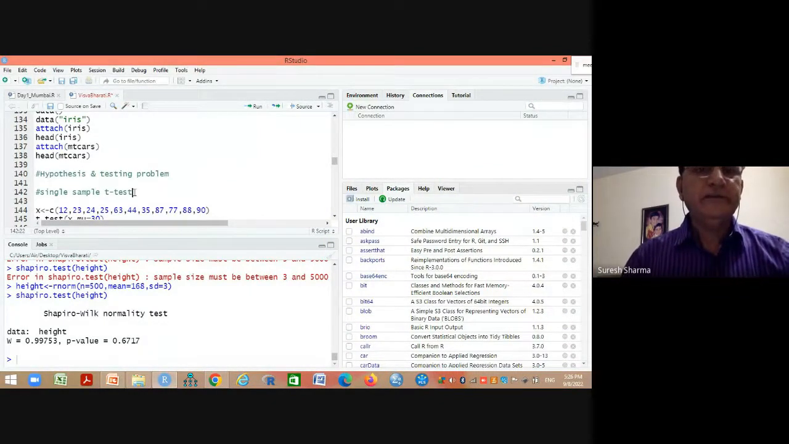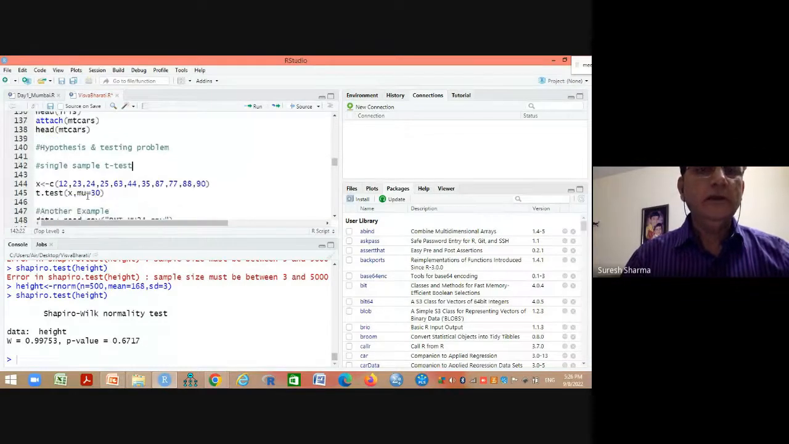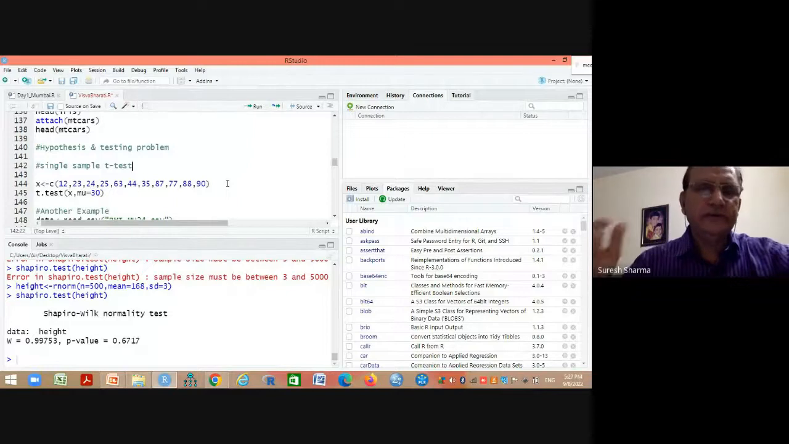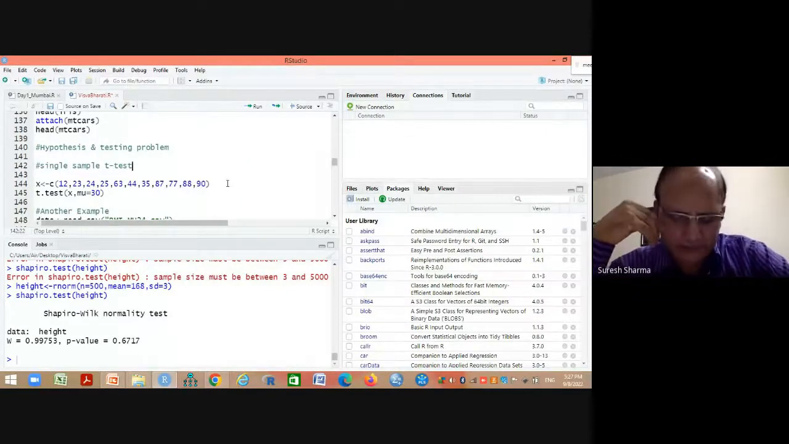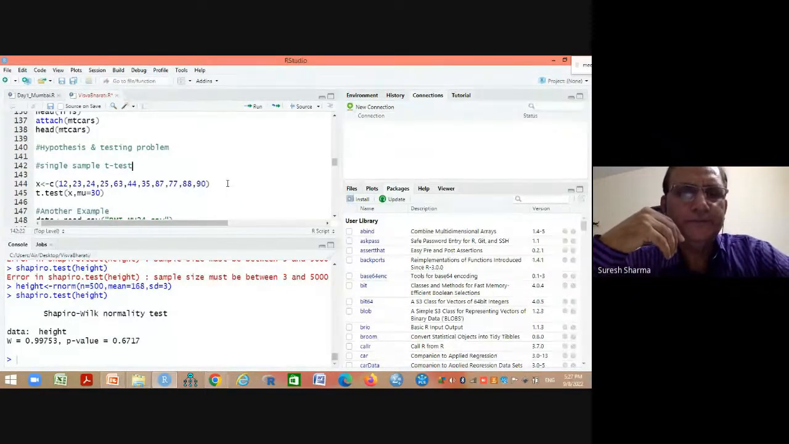This is hypothesis testing problem. Please try to listen to me. These are the ages of certain people. I have put that under X. It contains 12 years, 30. Now, what is the question? Question is, can I say that the mean age of this population is equal to 30?